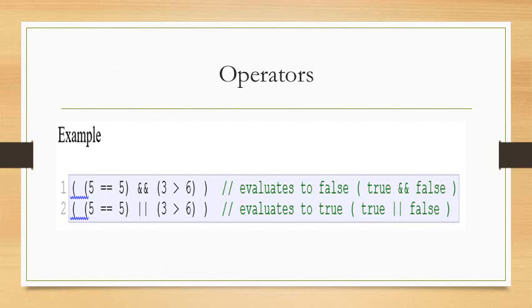Now, look at the second example. The same thing, but the difference is only the OR. Is 5 equal to 5? Yes, 5 is equal to 5. This one is true. Then we have our OR. Then we look at it again. Is 3 greater than 6? False. 3 is not greater than 6. So true or false will evaluate to true. Have we got it right?